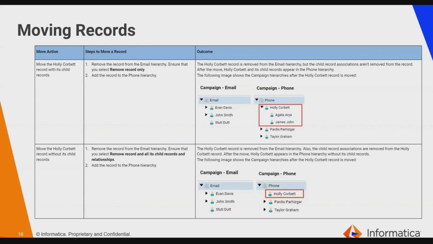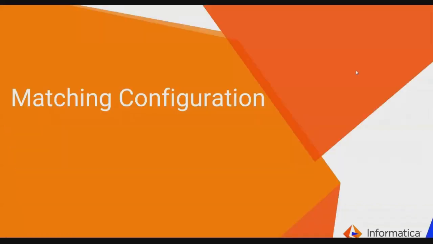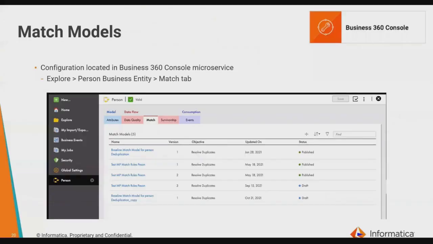So this is movement without the children records. We'll be covering some of the hierarchy demo. Let's talk about the matching configuration a little bit, right? In the match configuration, in MDM SaaS, there are different kinds of match models. As you can see here, we have created some of these match models.